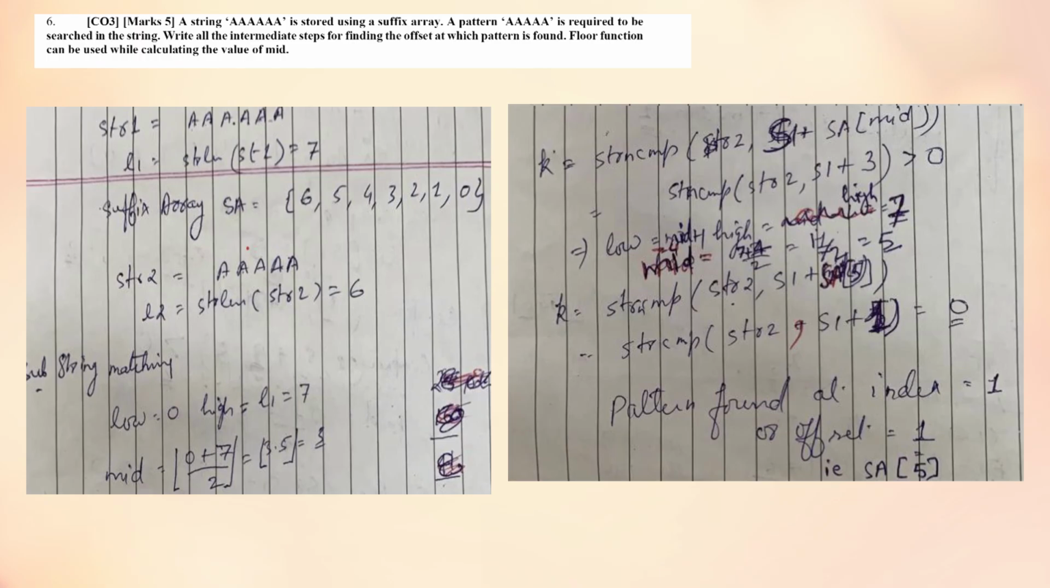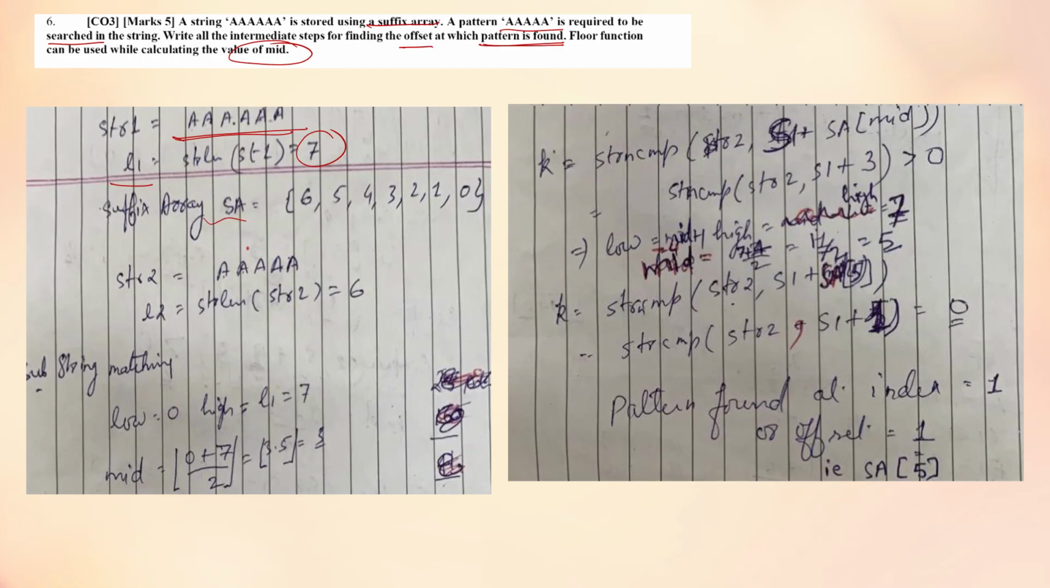Next question. A string is stored in a suffix array. A pattern is required to be searched on the string. Write all intermediate steps for finding the offset at which the pattern is found. Floor function can be used while calculating the value of mid. Now here basically we use the concept of a suffix array. Now the length of string 1 is 7.